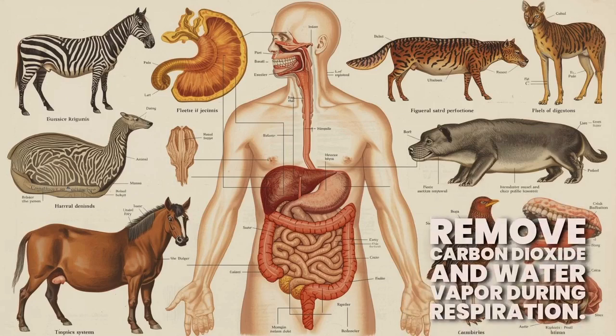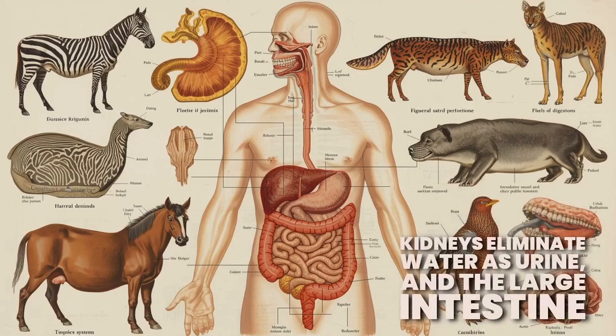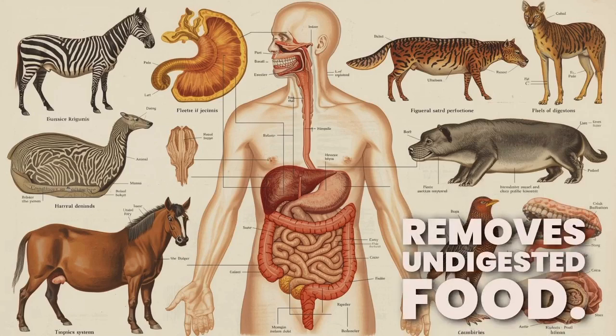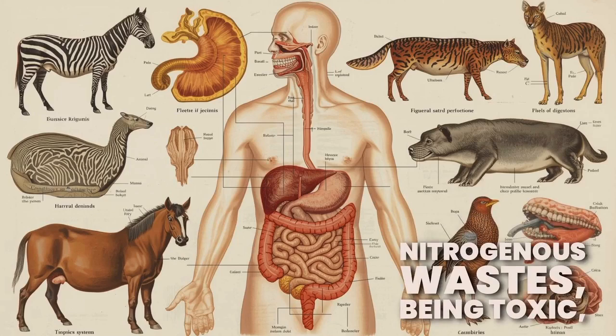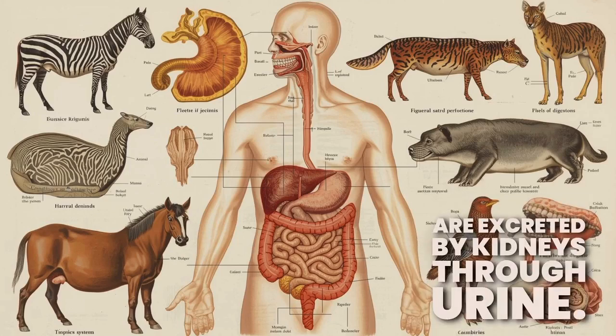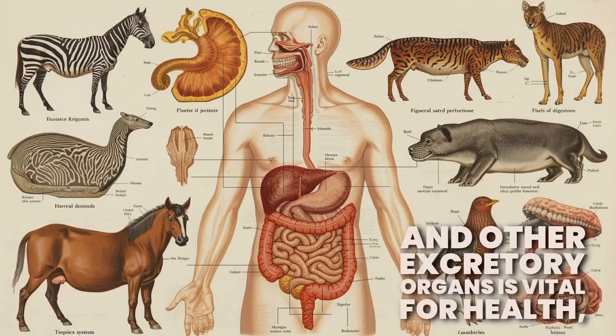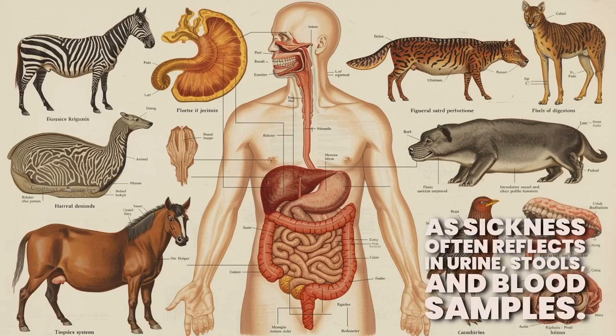Lungs and nose remove carbon dioxide and water vapor during respiration. Skin removes excess water as sweat, kidneys eliminate water as urine, and the large intestine removes undigested food. Nitrogenous wastes, being toxic, are excreted by kidneys through urine. Proper functioning of kidneys and other excretory organs is vital for health, as sickness often reflects in urine, stools, and blood samples.